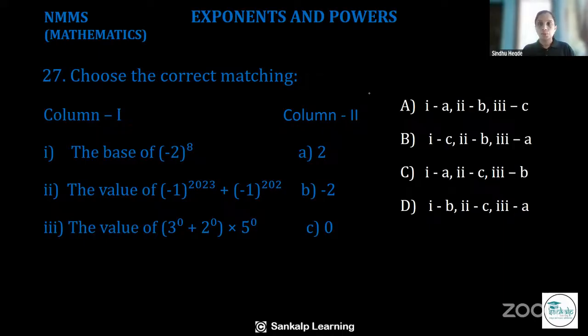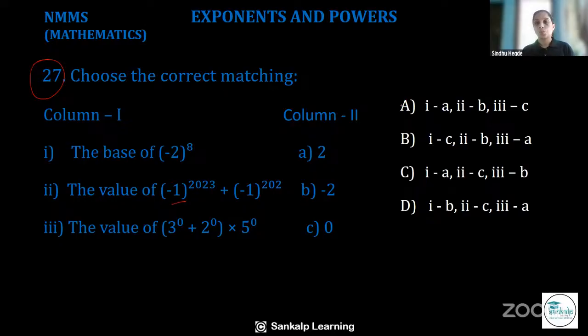Hello everyone, welcome to Sankalp Learning Solution. Let us see question number 27 of NMMS Maths chapter Powers and Exponents. Choose the correct matching. Two columns are given, column 1 and column 2. Column 1 contains: first, the base of minus 2 raised to 8. Second, the value of minus 1 raised to 2023 plus minus 1 raised to 202. And third, the value of 3 raised to 0 plus 2 raised to 0, whole multiplied by 5 raised to 0. Column 2 contains A: 2, B: minus 2, C: 0.